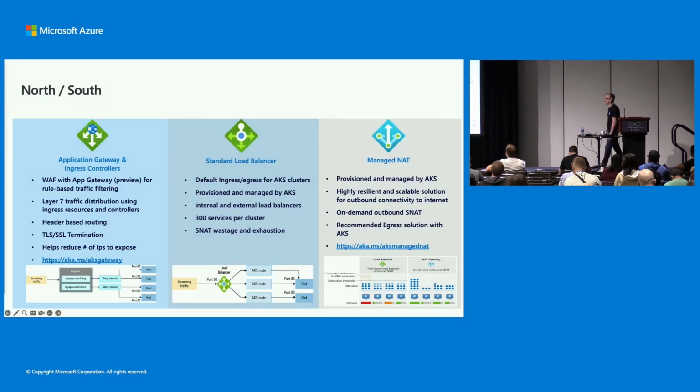So networking. In terms of north-south networking, we have app gateway, standard load balancer, which is the standard which will be deployed for you as you deploy an AKS cluster. And we also have managed NAT as well. Managed NAT is all about being able to fix the problem that you have with source NAT exhaustion. Managed NAT is there. You can basically spin up a cluster, and we will manage that NAT gateway for you.